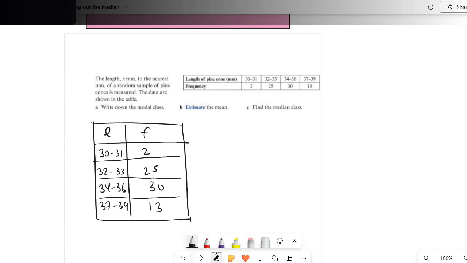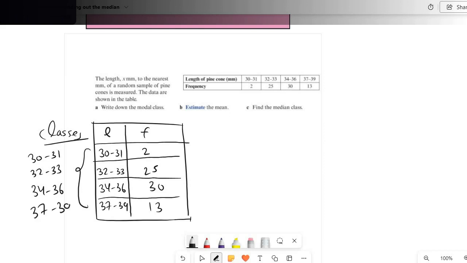Now, let us talk about these attributes of the table. So these are going to be classes, meaning these groupings. For example, 30 to 31 is a class, 32 to 33 is also another class, then 34 to 36 is another class, and finally 37 to 39 is another class.